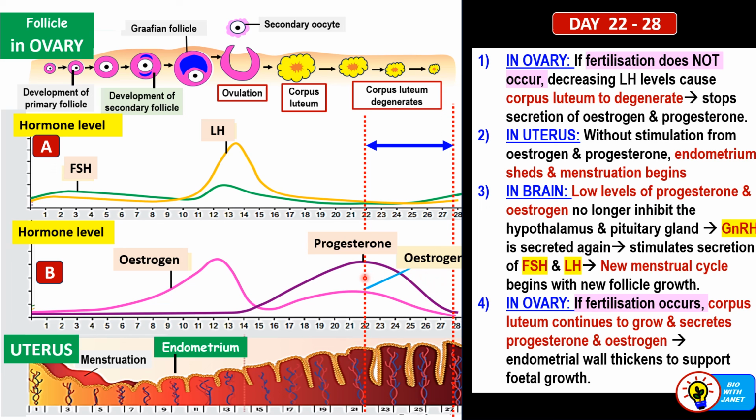And this is so that the endometrial wall will continue to thicken to support fetal growth, so that the embryo can implant in the endometrium and obtain nutrients for growth. That is if fertilization occurs.